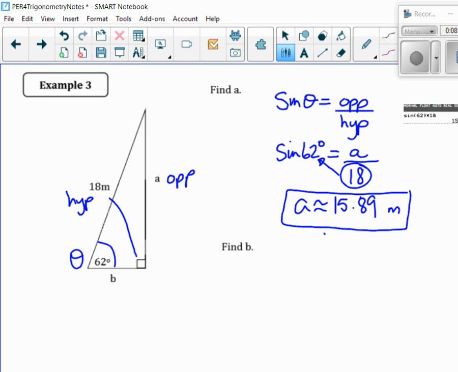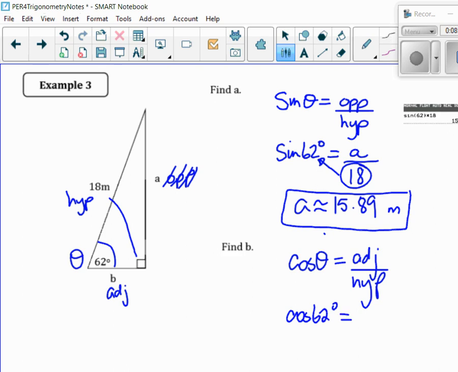Now we're going to do B. So B is what to 62? Adjacent. So now I'm just going to cross off the A right now. Does everybody see we're using adjacent and hypotenuse? So which trig ratio is that? Cosine. So we're going to write out cosine theta is equal to adjacent over hypotenuse. Everybody good with that so far? Okay, so cos of 62 degrees is equal to adjacent, which is B, divided by 18. So does everybody see we're going to do a quick cross multiply again?